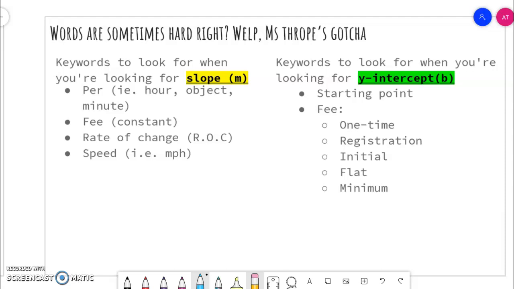Also a fee that's constant, so it's a constant fee, meaning I'm getting charged $5 every time that I walk through the school doors just to be here. Hypothetically speaking.